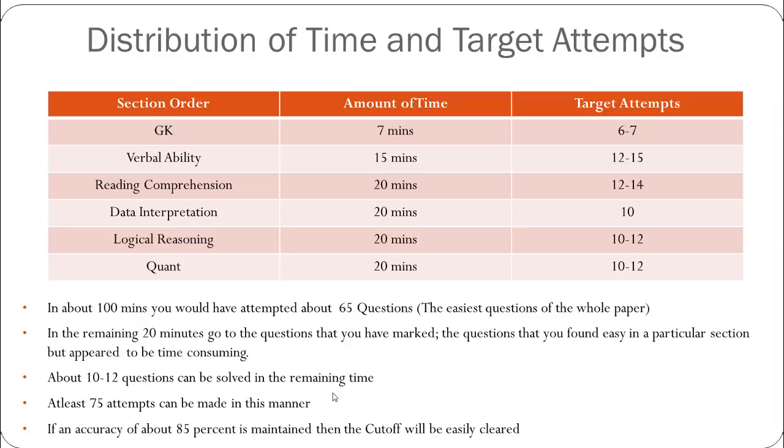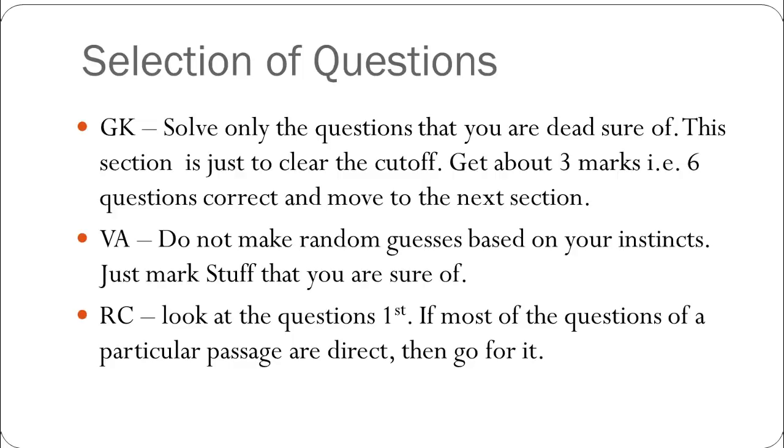Now another question that might come is, how do you select those 65 questions in the first 100 odd minutes? For this, let's go section by section. The first section that we are attempting will be GK. As I said previously, your target is just to attempt about 6 to 7 questions and get those 3 marks and get out of this section.